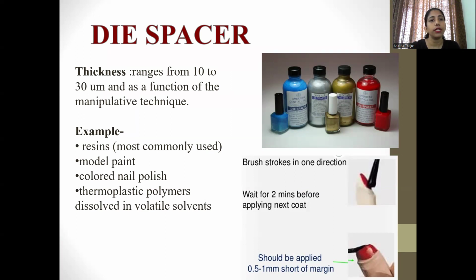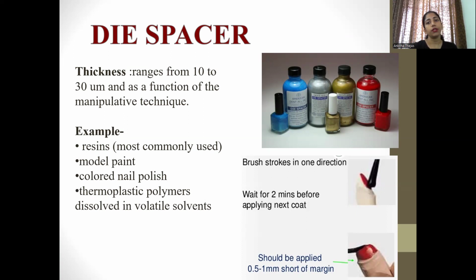The thickness of die spacer may vary from 10 to 30 micrometers depending upon the cement which you are using. We have to select the die spacer accordingly. Examples of die spacer: resin, which is the most commonly used die spacer. Next, we have model paint. Next, we have colored nail polish, thermoplastic polymers dissolved in volatile solvents.